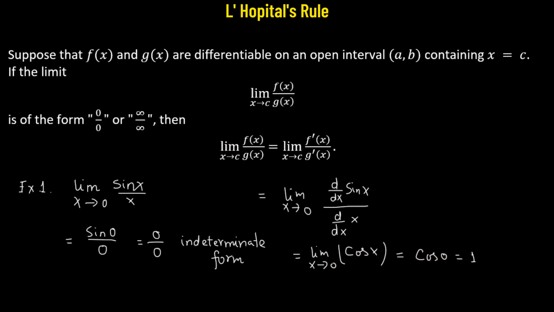So that means the limiting value of sine x over x is going to be 1 when x approaches 0. This is what we have been using so far. Using L'Hopital's rule, we can also obtain the same result. Let's try some more problems.